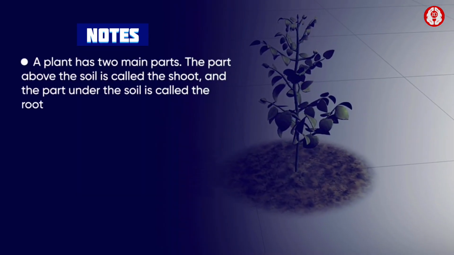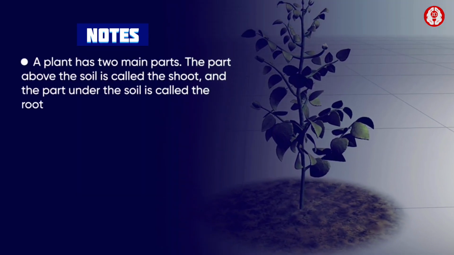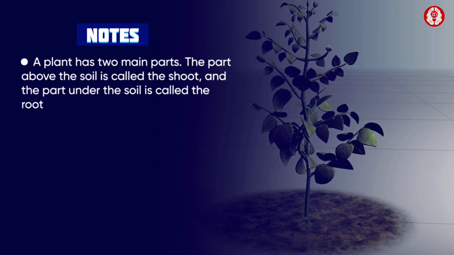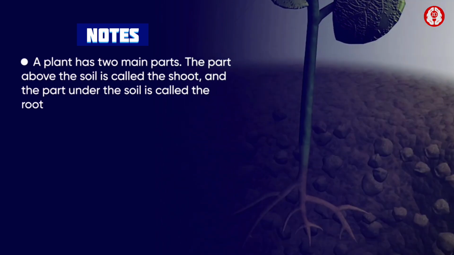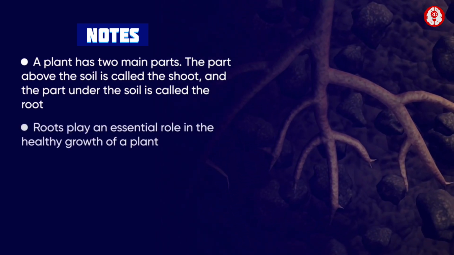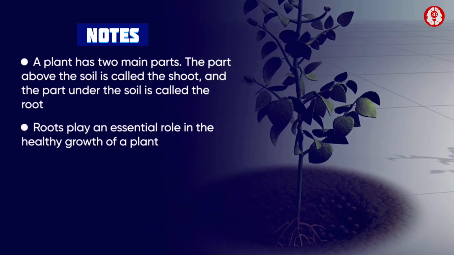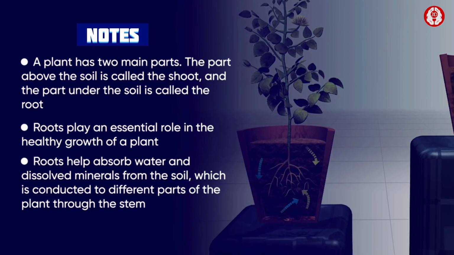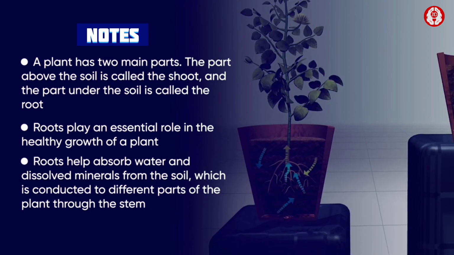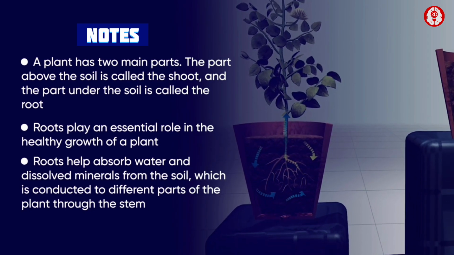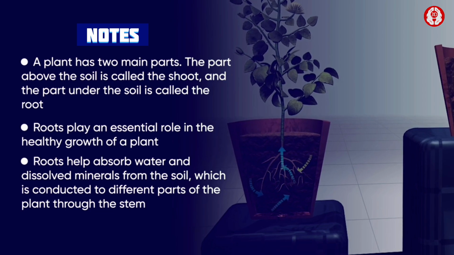A plant has two main parts. The part above the soil is called the shoot, and another part which is under the soil is called the root. Roots play an important role in the healthy growth of a plant. Roots help in absorbing water and dissolved minerals from the soil, which is conducted to different parts of the plant through the stem.